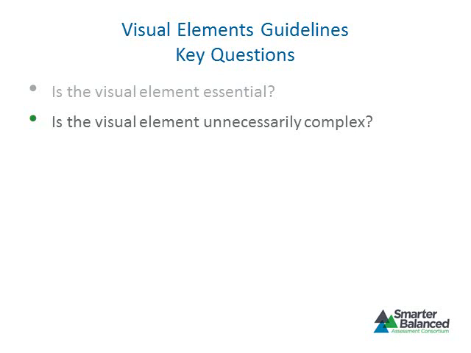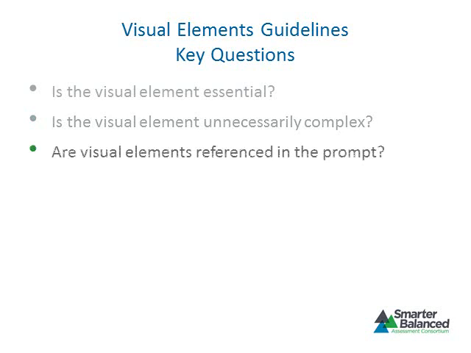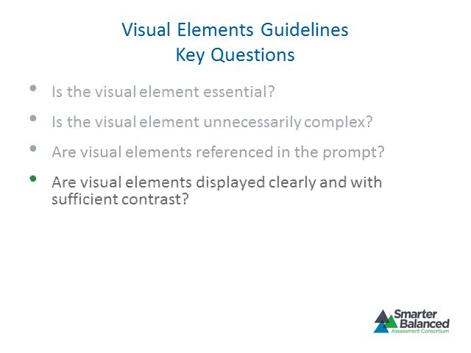Visual elements must be as simple as possible. Students with vision needs may not be able to see everything displayed on the screen or on paper. To cue students that a visual element is associated with an item, prompts should refer directly to visual elements. To aid viewing of visual elements, they must be presented clearly and with sufficient contrast. Using grayscale with fine distinctions between shades of gray can make it difficult for students with vision needs to distinguish between objects or sections of a diagram or graph.